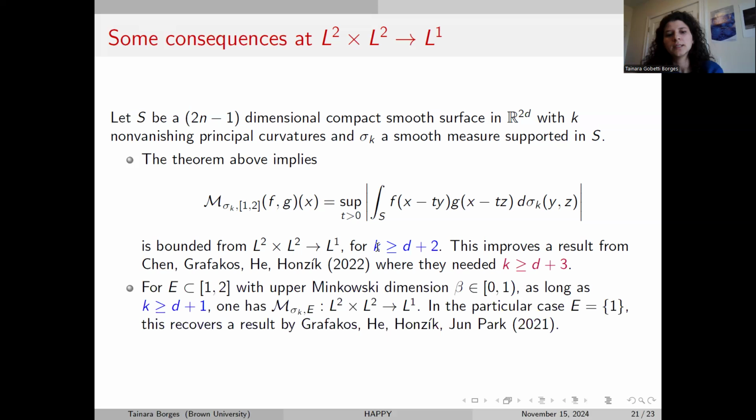When you look at the case where you have dimension beta strictly smaller than 1, you actually just need to require k larger than d plus 1. And in the particular case where you're looking at a lacunary set, this was known by the work of Frey and Park. So this is recovering the result, but it's also saying it doesn't matter: you could replace the lacunary set with anything that has dimension strictly smaller than 1.